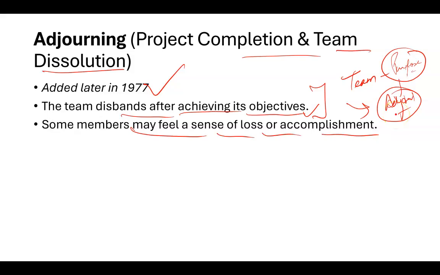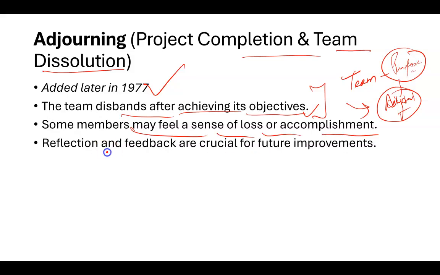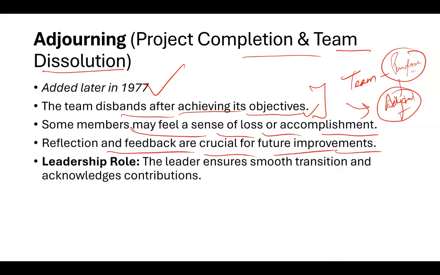So there could be two things. Either some members feel lost, they feel that the team is not going in the right direction. On the other side, a lot of team members will feel that they have accomplished the purpose for which they were here. Reflection and feedback are crucial for future improvement. So in this stage, we try to provide them feedback. We try to understand what went right, what went wrong, so that we can develop ourselves for our future endeavors.